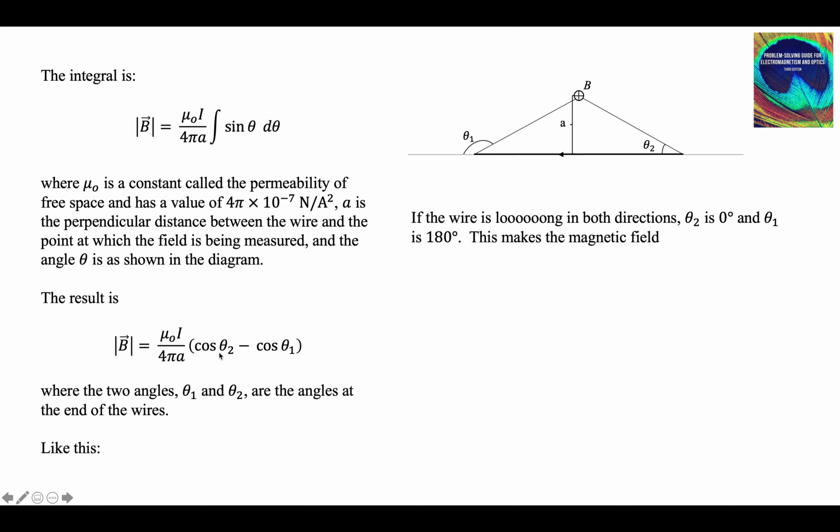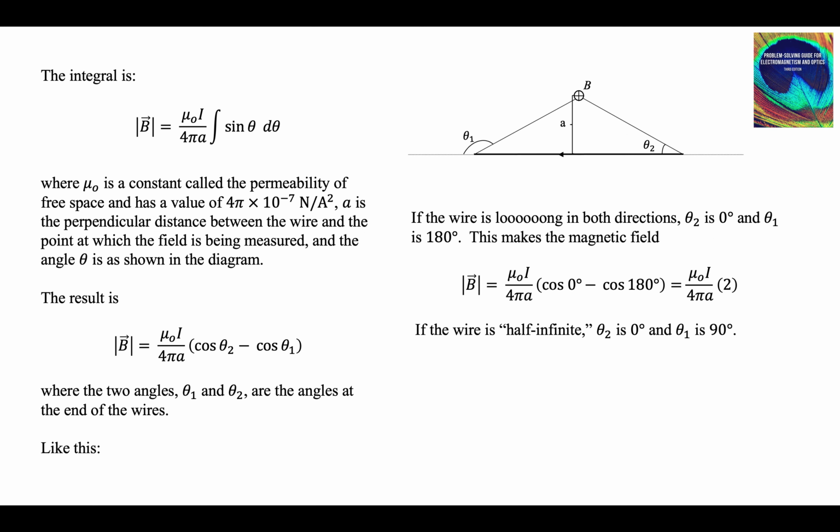So now I can stick in 0 for theta 2 and 180 for theta 1. And cosine of 0 is 1. Cosine of 180 is minus 1. So 1 minus minus 1 is 2. And that's what this 2 is over here. If the wire is infinite in both directions, this factor, mu naught I over 4 pi a, is multiplied by 2.